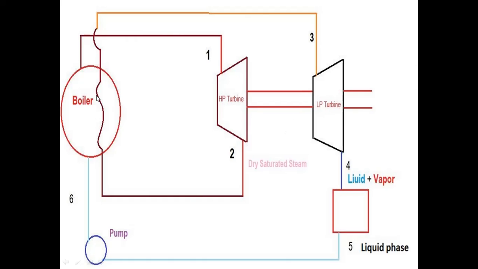Dear students, whatever the problem may be, the enthalpy of the steam at each point is very important, and also the phase, the pressure and the temperature, and what condition it is in. If you know all these things, you can solve any kind of problem. 25 bar, 550 degrees Celsius is entering the turbine at point 1.